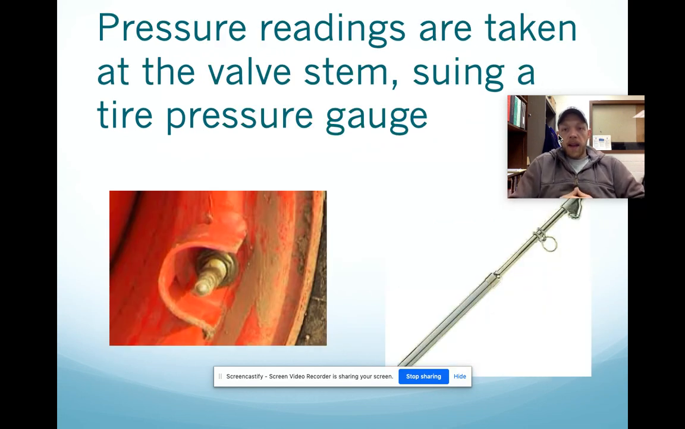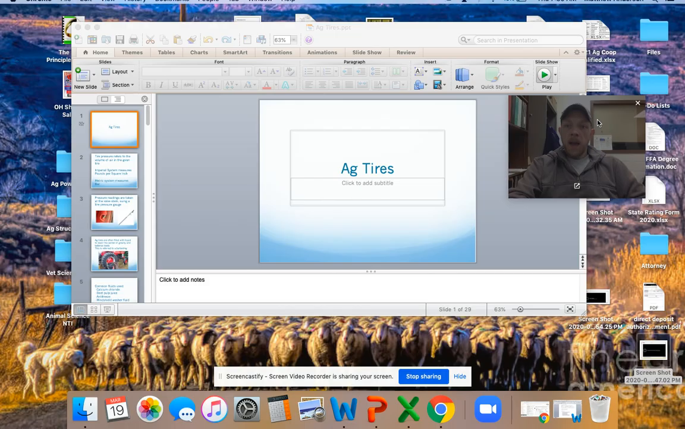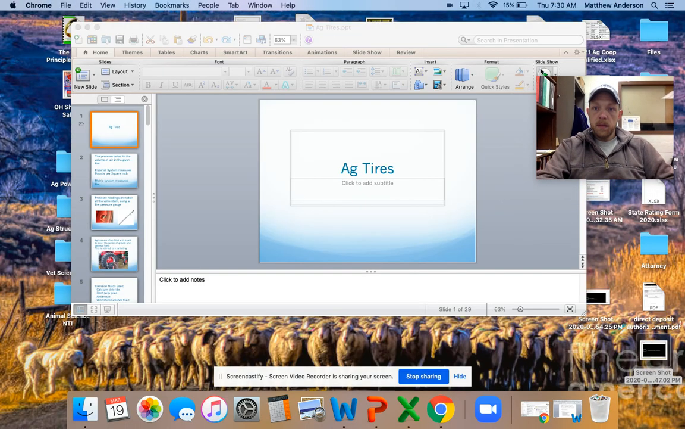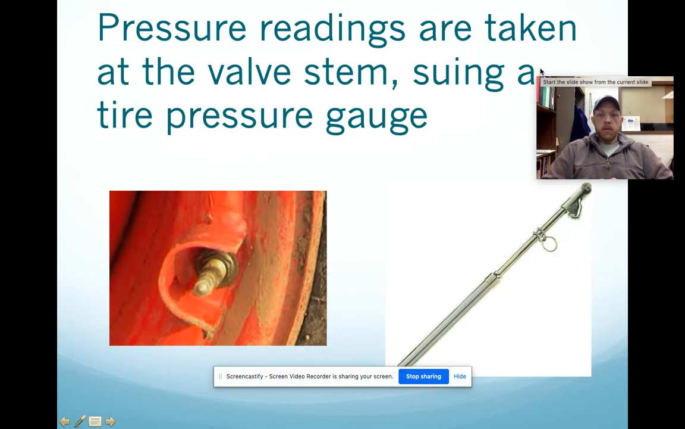When we are looking at tires, we're going to be utilizing the valve stem. The valve stem is what we use in order to take that pressure gauge reading. And I'm reading my notes here. It's not supposed to say suing, but using a pressure gauge. So on the rim, there's going to be a valve stem. This sticks out. It is a spring-loaded valve that allows for air to go in, and then with the pressure behind it, that plunger is not moving.